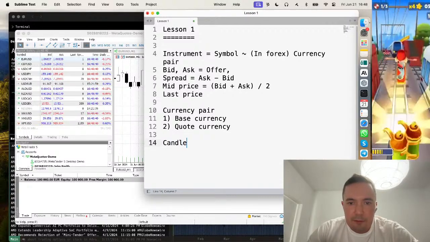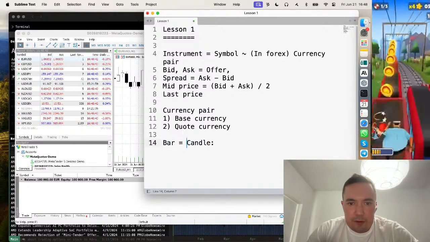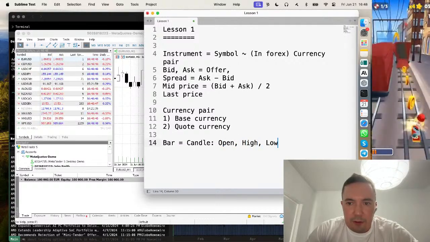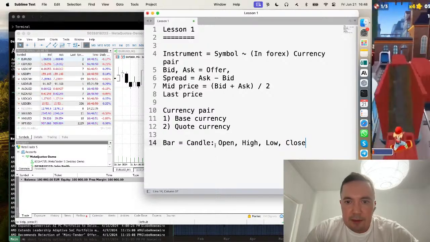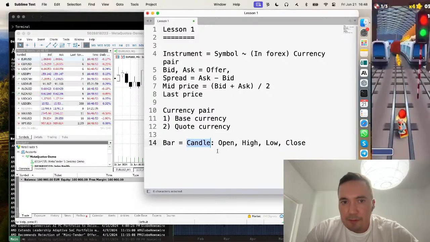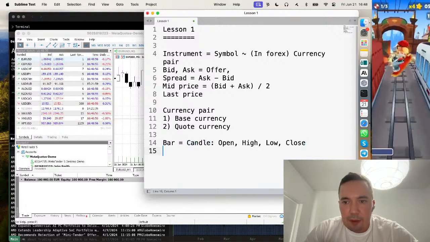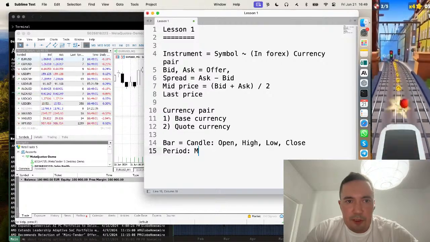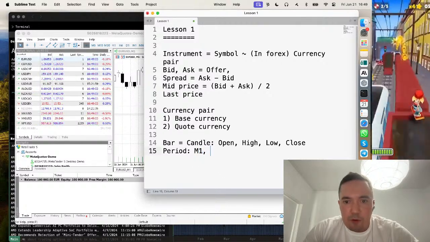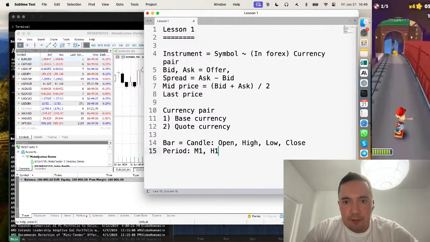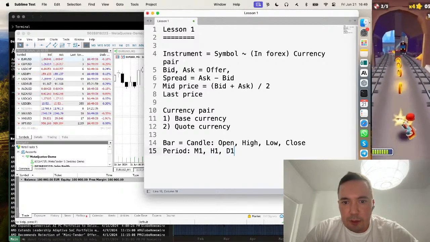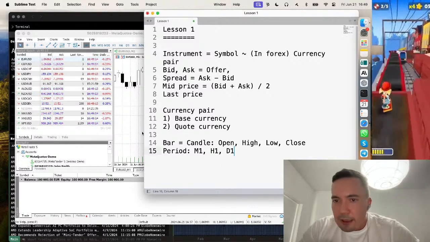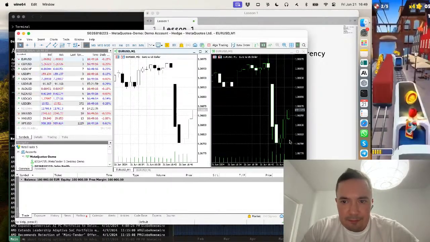So candle bar is the same as candle. It has open, high, low, and close price. So the candle shows 4 numbers for every period, right? In this case, like 1 minute period is M1, 1 hour period is H1, etc. Like if we want a day candle, it's going to be D1. Any other questions for the charts?